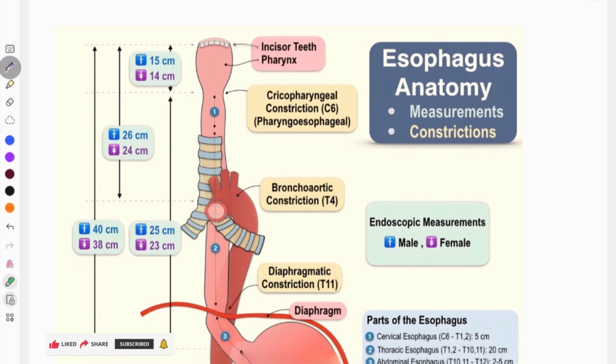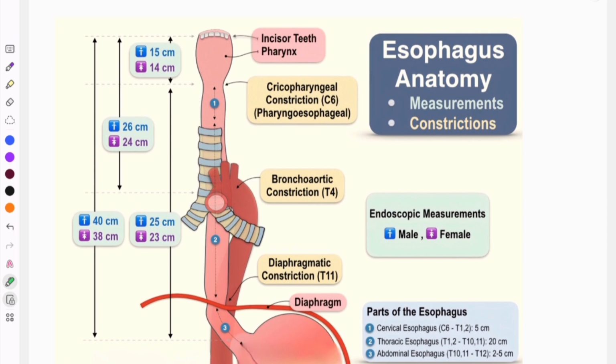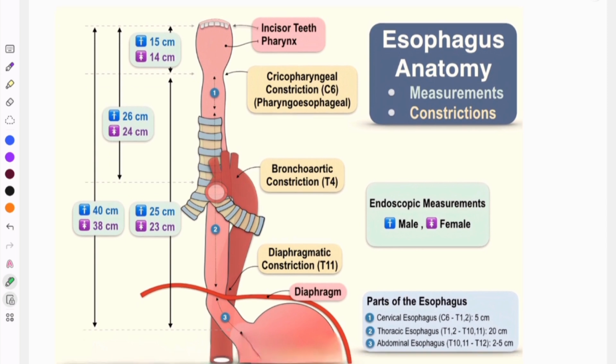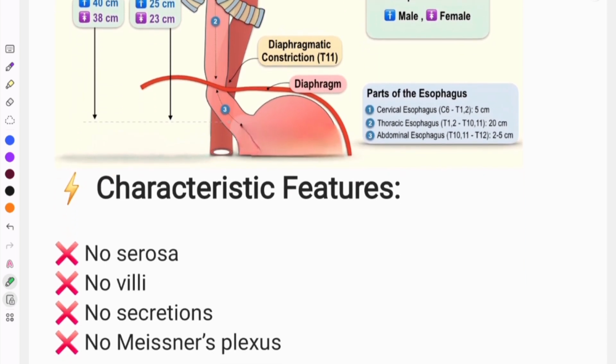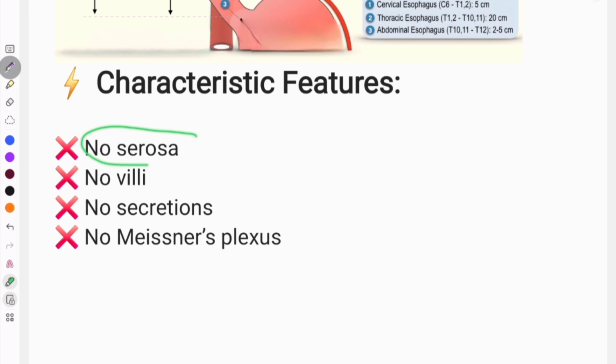The narrowest spot is the cricopharynx, approximately 1.5 cm. Anything passing the cricopharynx usually passes through, except sharp objects or button batteries. So remember this clinically. There are some important characteristic features to remember. That is no serosa, which is the exam favorite, asked the most number of times. Esophagus lacks serosa, and there are no villi, no secretions, and no Meissner plexus.